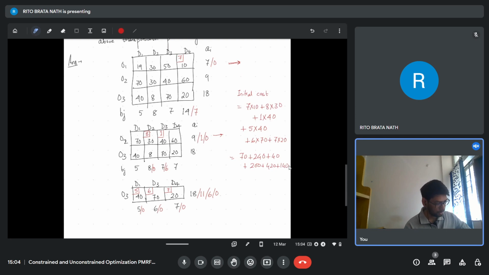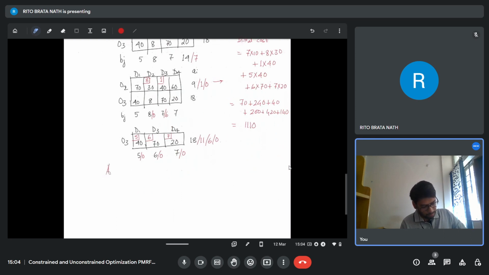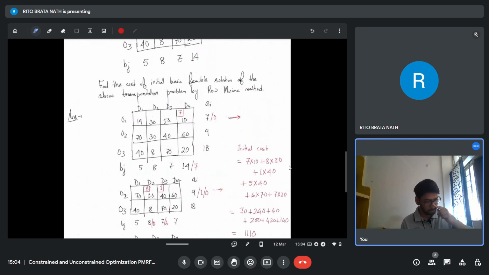So ultimately what you have is 76, 18, 104, 1110, right? Yeah, so that's fine. And I think, which one is the correct answer here? Answer will be option C, right? Yeah, so that's all about the row minima method. So this is the row minima method.